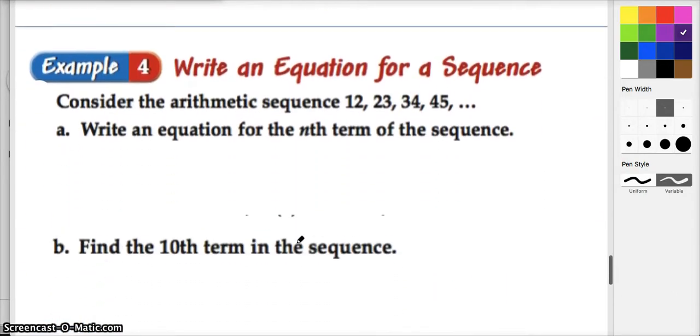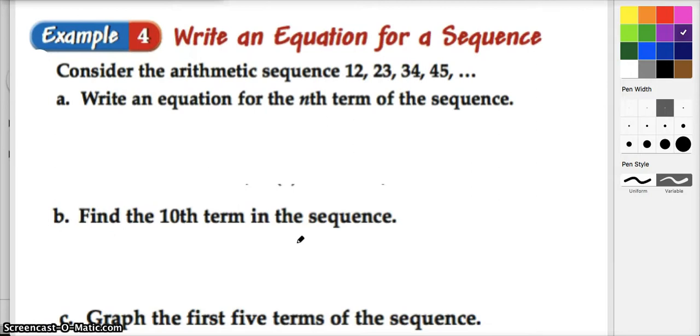Okay, so in this example, we want to write an equation for a sequence given some information. So reading example 4, it says, consider this arithmetic sequence we have here. And I'm just looking at it and I can see that the d value from 12 to that is 11. You can see that 11 is my d value, my common difference. Write an equation for the nth term of the sequence.